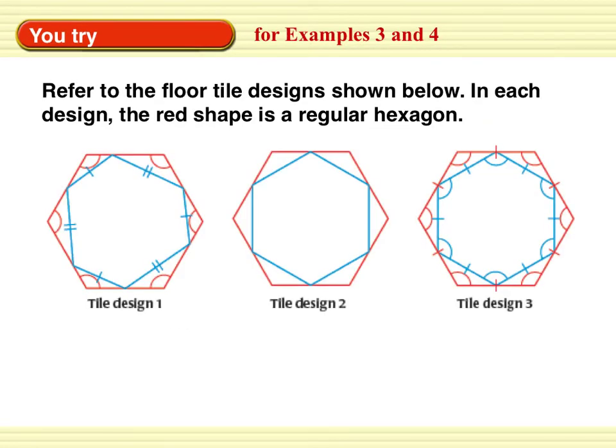Alright, I'm going to do this You Try with you, but I need you to write everything down sort of like you did it on your own. Refer to the floor tile designs shown below. In each design, the red shape is a regular hexagon. Definition of regular: all the sides are congruent and the angles are congruent. Red is regular. All the sides are congruent and the angles are congruent. Okay, that's a definition we learned way back in chapter 1, long time ago.